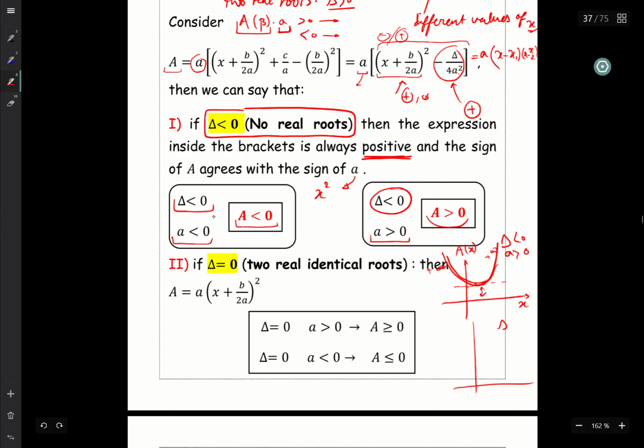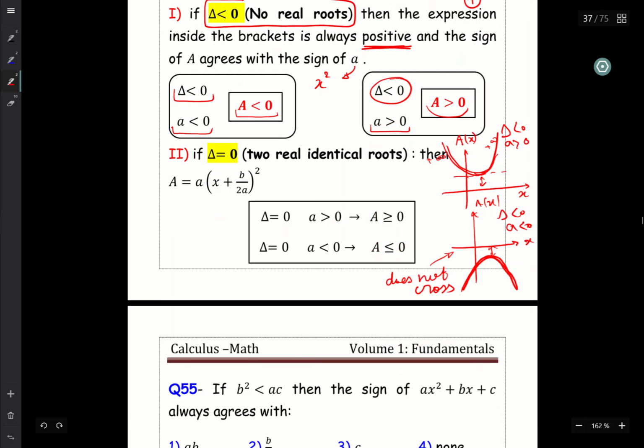If delta is negative but a is also negative, then we end up with something like this. This is x, the y-axis is A of x. Again, our quadratic function does not cross the horizontal axis x because it doesn't have any real roots. So at very large numbers, our quadratic function goes to negative infinity.